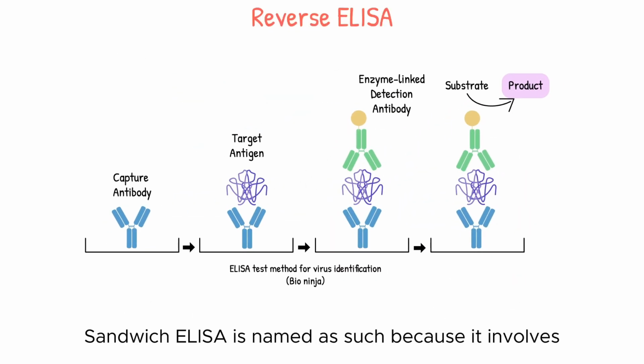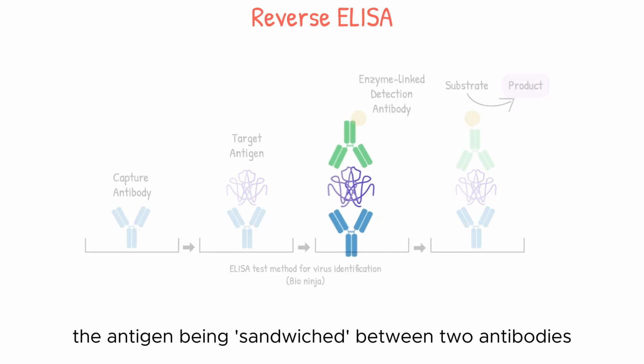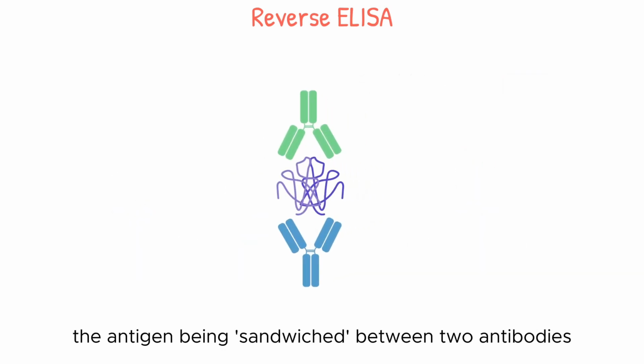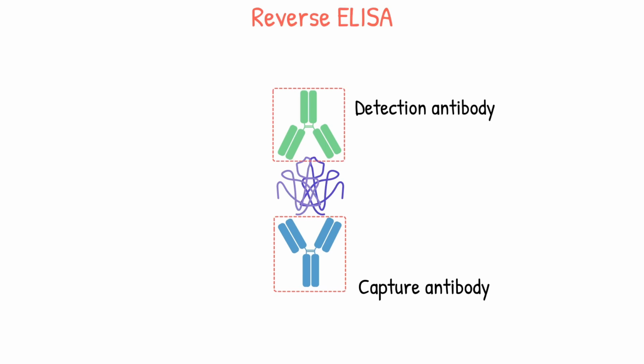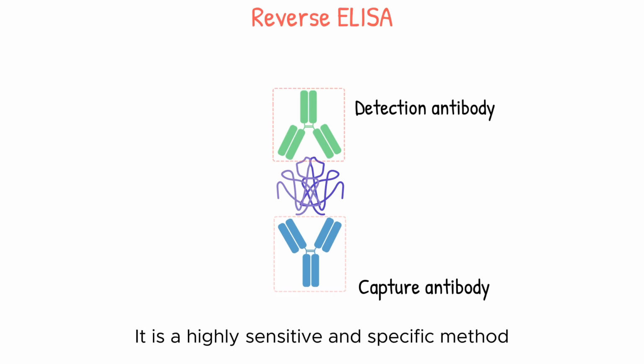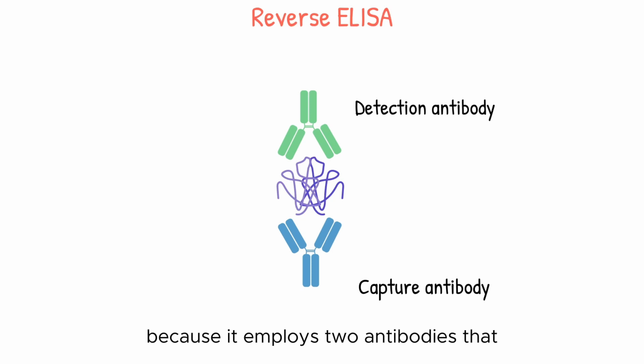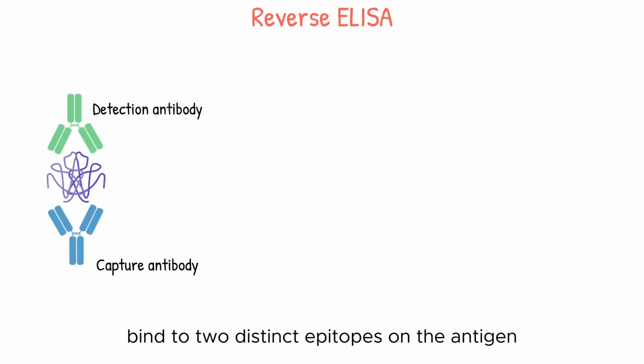Sandwich ELISA is named as such because it involves the antigen being sandwiched between two antibodies, a capture antibody and a detection antibody. It is a highly sensitive and specific method because it employs two antibodies that bind to two distinct epitopes on the antigen.